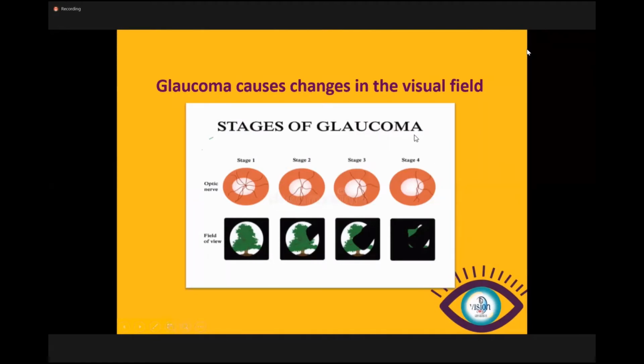So, we have 4 stages, no? The cupping, look at it. Normally, it should be 0.3. So, when you see a 0.4, 0.5, or even bigger, no? That's already a sign that there is pressure inside. And what causes the pressure? The fluid inside the eye, no? It cannot escape there in the anterior chamber, no?